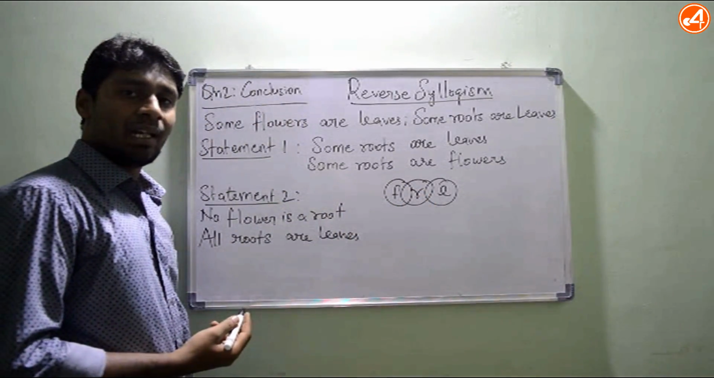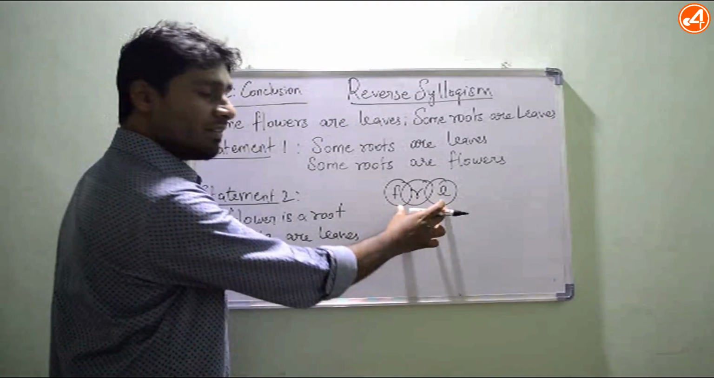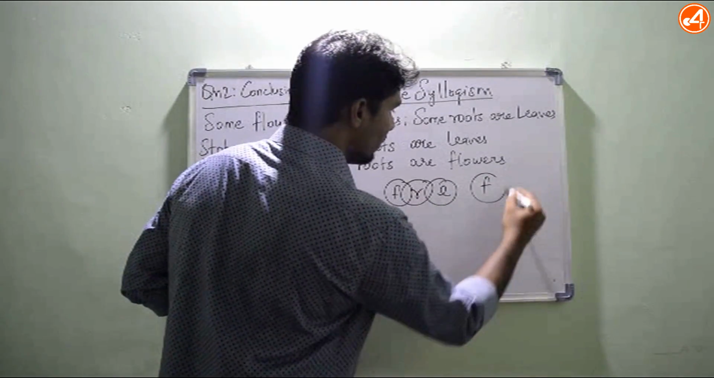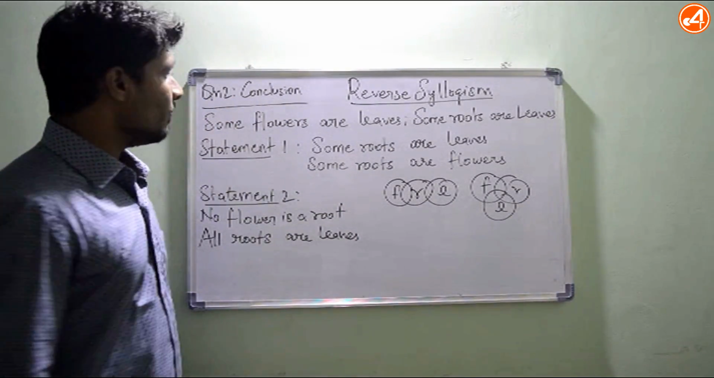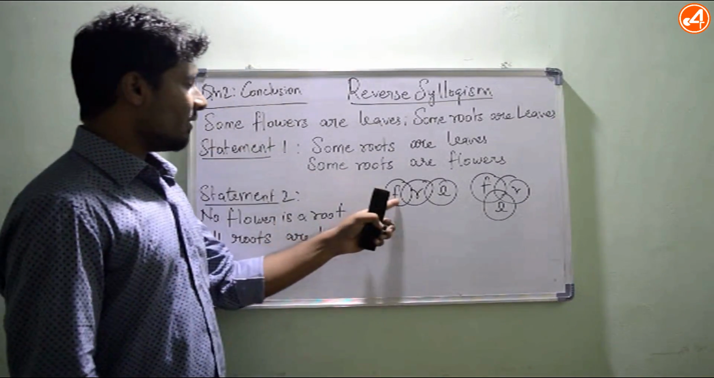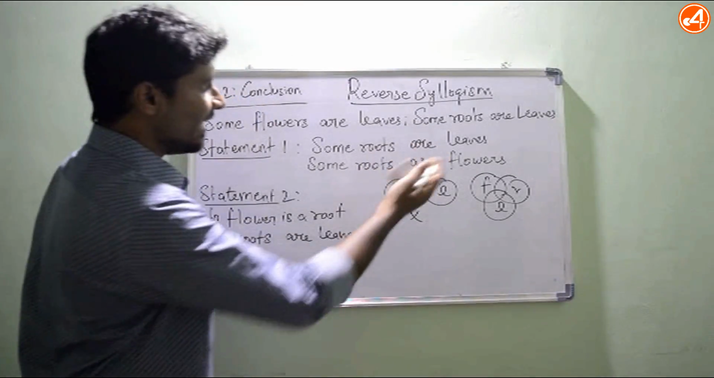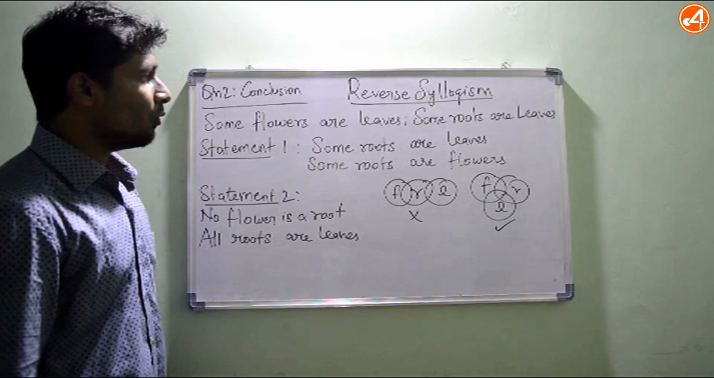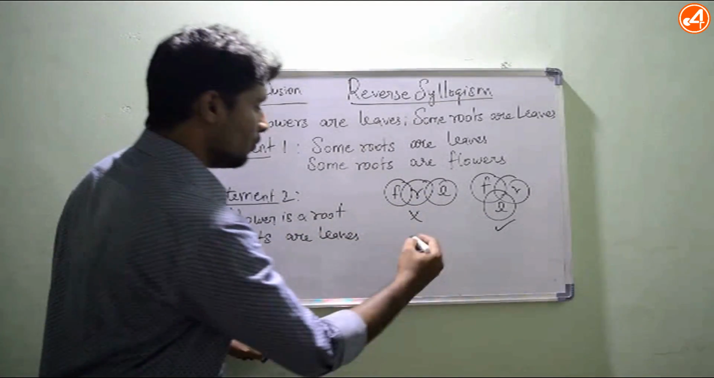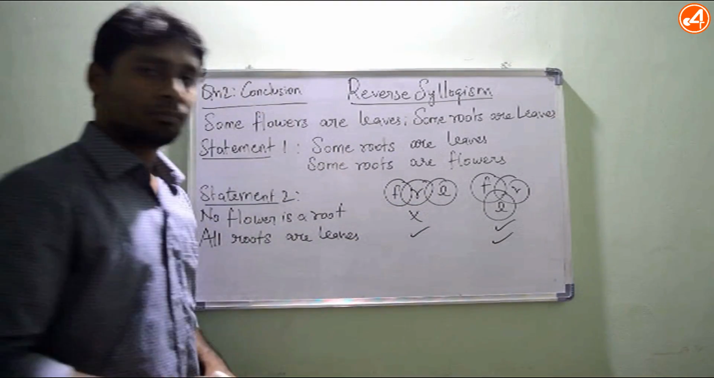Can I go for one more diagram? Can I combine this flower with this leaves? Yes. So again, flowers and roots and leaves. Got it. And check the conclusion. Some flowers are leaves is false. Second one, some flowers are leaves is true. And in this one, some roots are leaves is true. It's again true here. Got it.